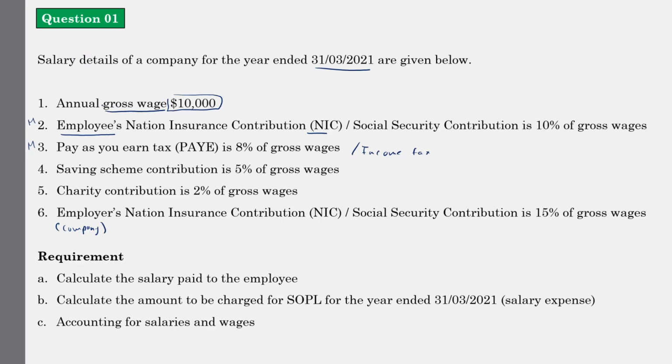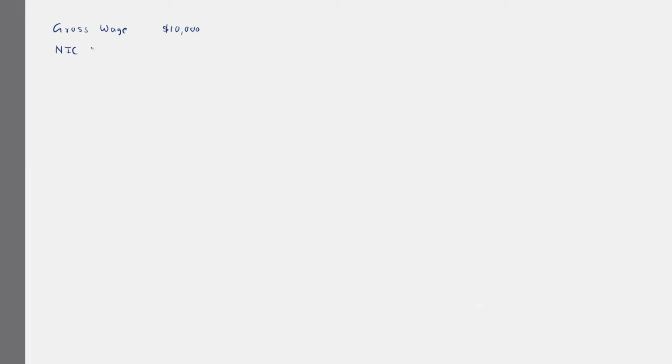First one is NIC contribution. NIC contribution is how much? In the question I have given, it is 10% of the gross wages. So this is the employee's contribution, that means the contribution of the person who is working. It is 10%, then 10,000 into 10%, how much are we getting? We are getting a reduction of 1,000 US dollars.